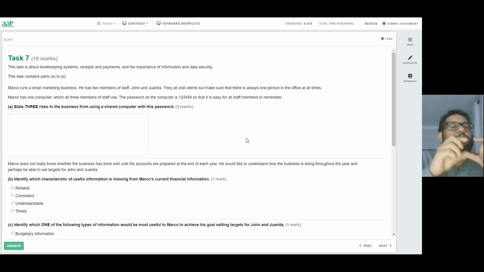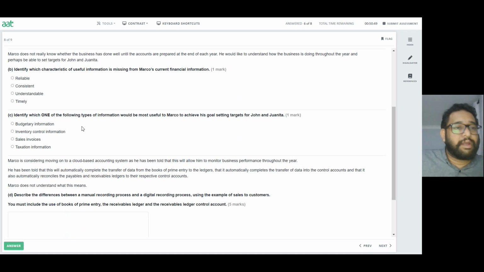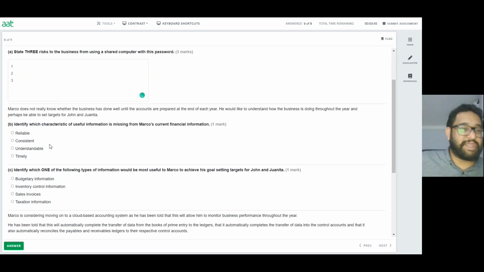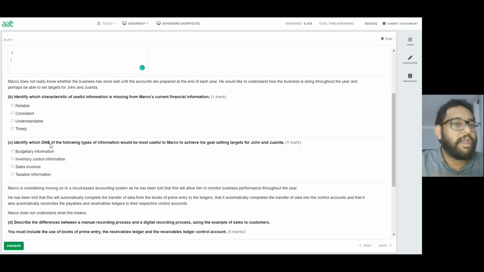You don't have to write a big essay or big paragraph explaining everything, because they don't ask you. They just want to see the 3 risks there. Okay, good. I'm just going to write 1, 2, and 3 just to show we have entered something in there. Otherwise, it will flag up unnecessarily.